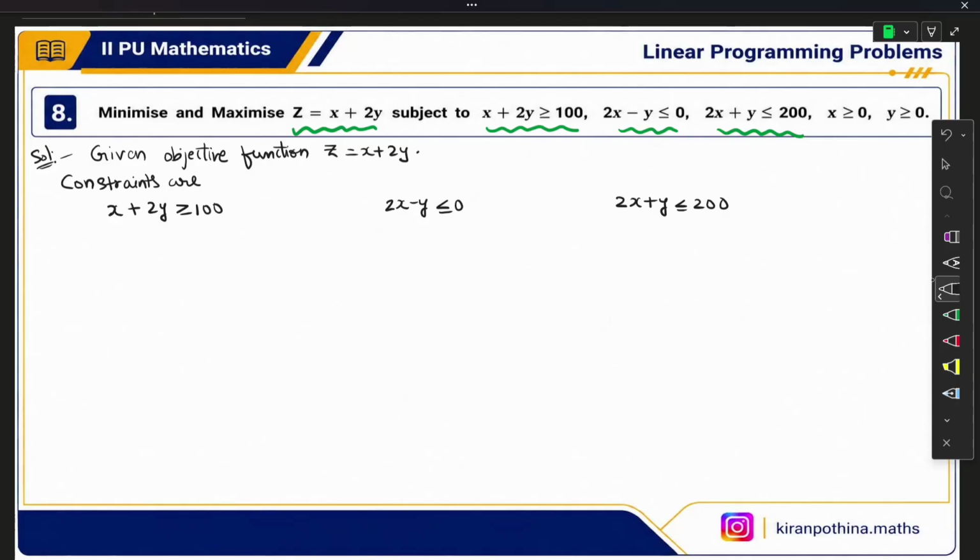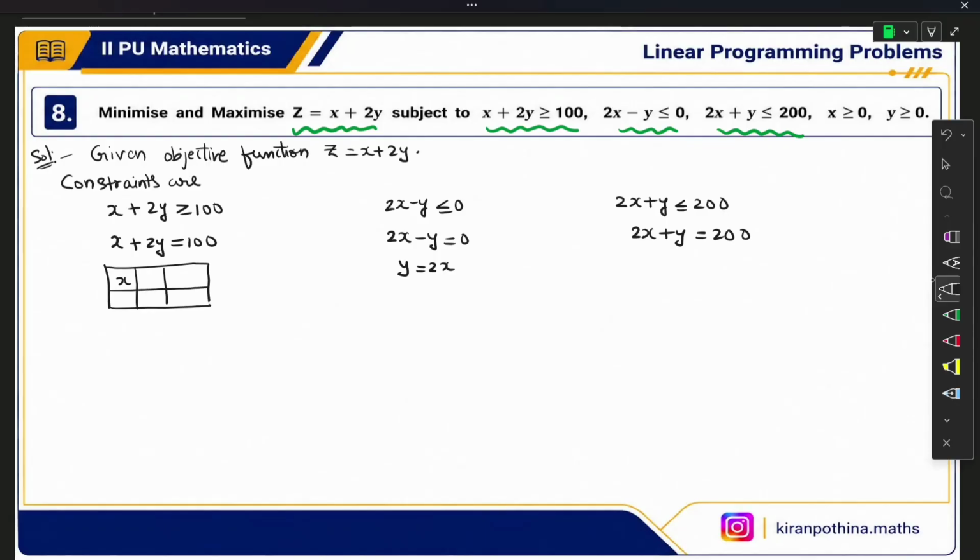So our first duty is to convert the inequality into equation. So it is x plus 2y equal to 100. Next one, 2x minus y equal to 0. That means what we'll get? y equal to 2x. Now third one, 2x plus y equal to 200. See, after converting inequality to equations, we will draw a table. From that table, we will get the points. So this is for first one.